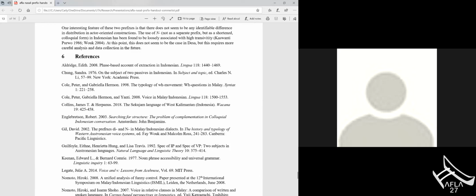So the A bar lack of interference from the agent is the result of the growing of this higher phase edge, which you have here. It's a split voice analysis. So I thought that played in really well in accounting for why you do get object movement in A bar movement, but you don't get it in A movement.